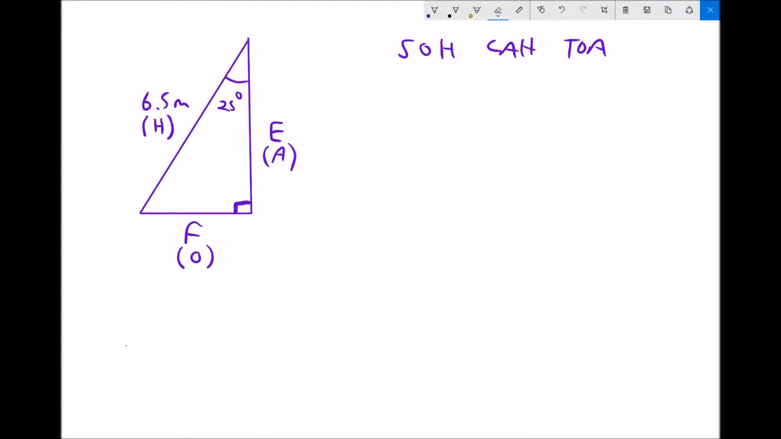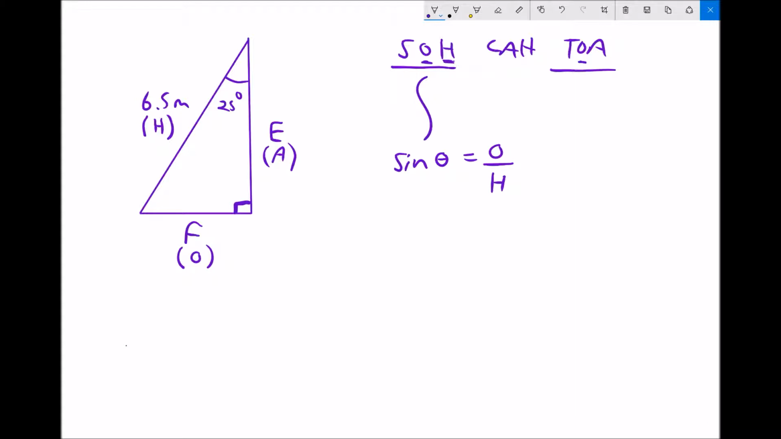So in order to find the length of F, or the opposite, I have 2 choices. I could either use SOH, because I'm trying to find the opposite, or I could use TOA, because I'm trying to find the opposite. But in this instance, I know the length of the hypotenuse, therefore I'm going to use SOH, which is sine theta equals opposite over hypotenuse.